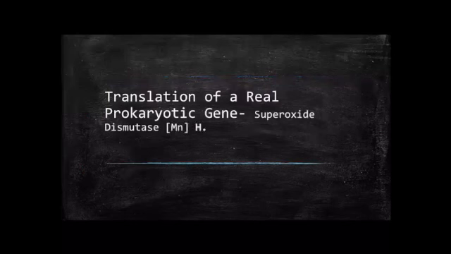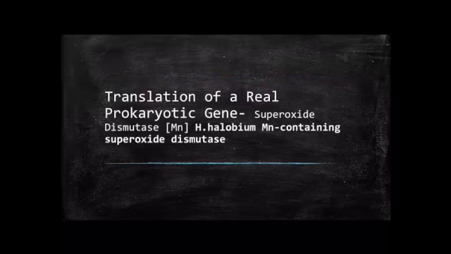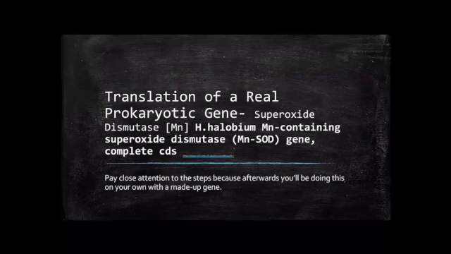Now that we have fully discussed the processes of transcription and translation and the key differences between them in prokaryotes and eukaryotes, it's finally time to practice translation in real time. So I'm going to be demonstrating how to translate a real prokaryotic gene. The gene that I will be using is superoxide dismutase, which is seen in the H. halobium Mn-containing superoxide dismutase gene. It is important that you pay close attention to the steps because afterwards you'll be doing this on your own with a made-up gene.